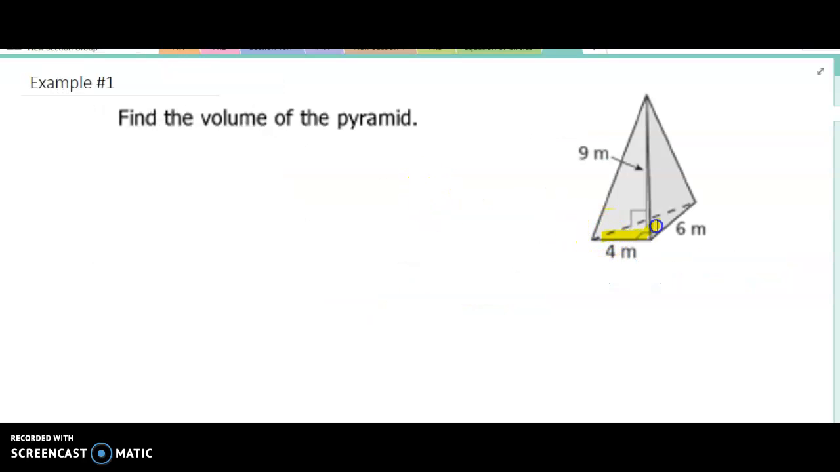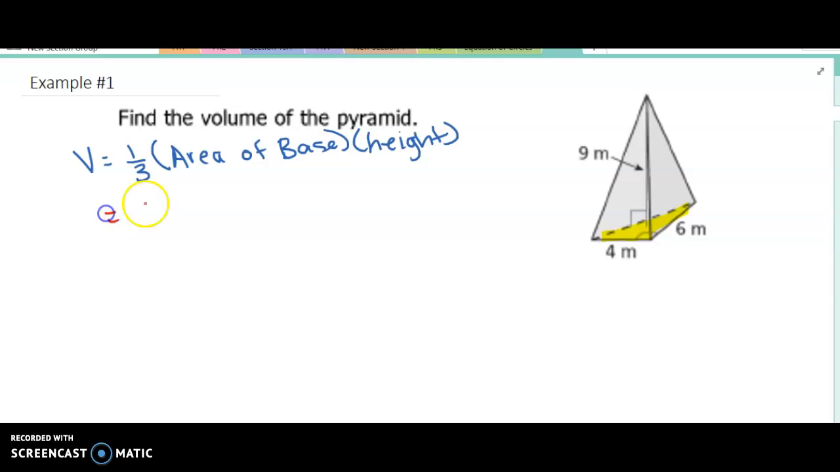Okay, here's a pyramid here, and here's the base. So the base is a triangle. So the volume of this pyramid is going to be 1/3 area of the base times the height. Okay, well, we know the height is 9.